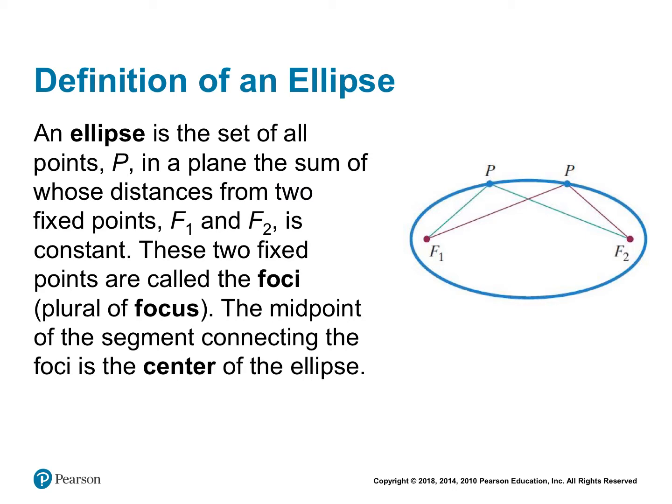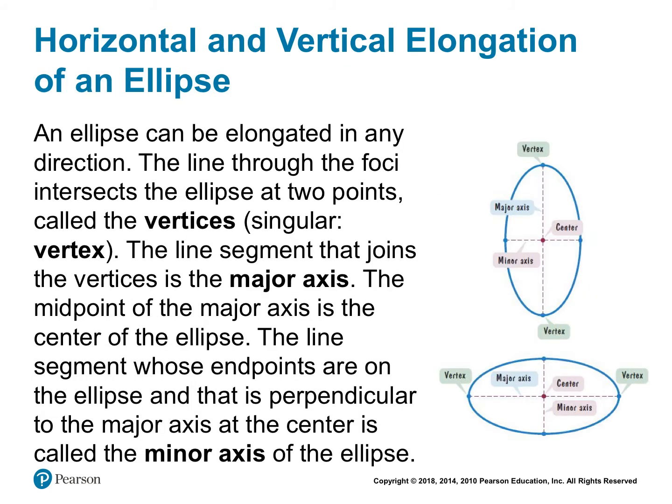So the definition of an ellipse is the set of all points P in a plane, the sum of whose distances from 2 fixed points, F1 and F2, is constant. These 2 fixed points are called the foci, or focus for singular. The midpoint is the center of the ellipse. So whatever's halfway in between those is the center. You can elongate it either direction, horizontally or vertically.